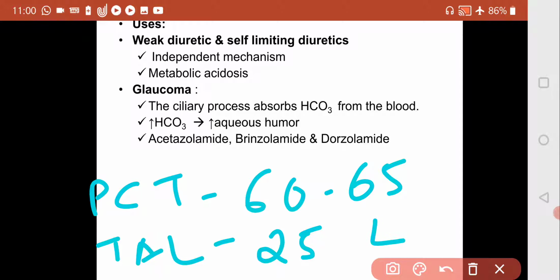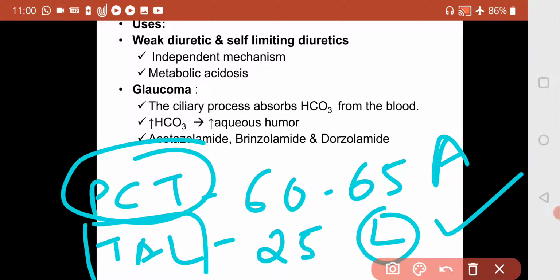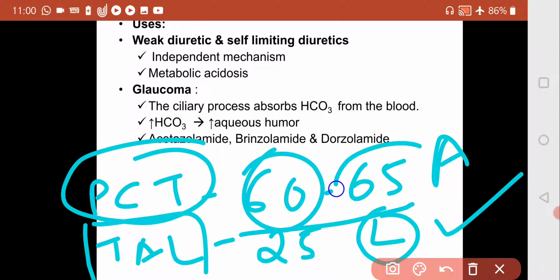So the loop diuretic acts on the thick ascending limb of the loop of Henle, and it is highly efficacious, while acetazolamide acts on the proximal convoluted tubule, but it is less efficacious. The reason is already given by me. So try to remember why acetazolamide is less efficacious than the loop diuretics.